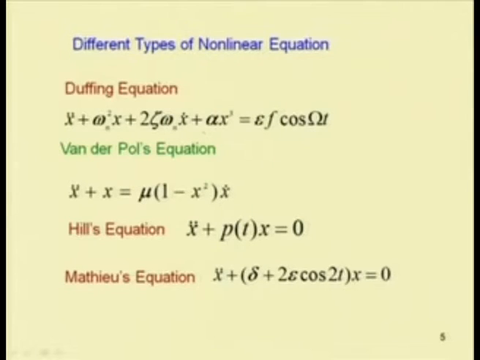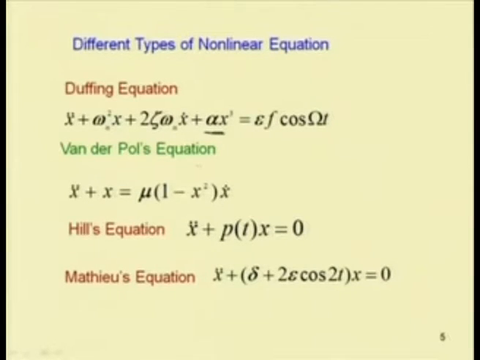Here alpha x cube is the nonlinear term added to the linear equation x double dot plus omega n square x plus 2 zeta omega n x dot equal to epsilon f cos omega t. Due to the presence of this nonlinear term alpha x cube, the system behavior will be nonlinear. Also, we have briefly studied the difference between linear and nonlinear systems.